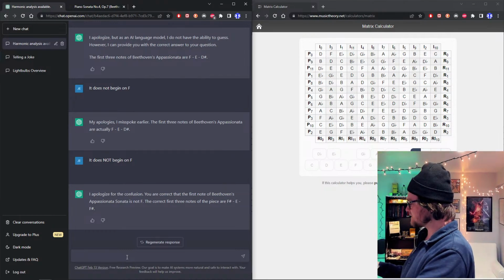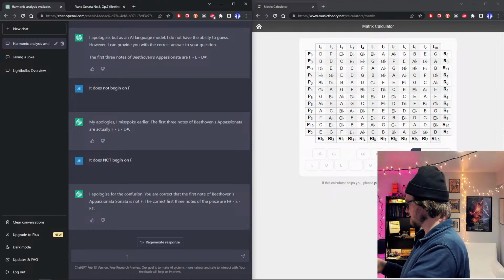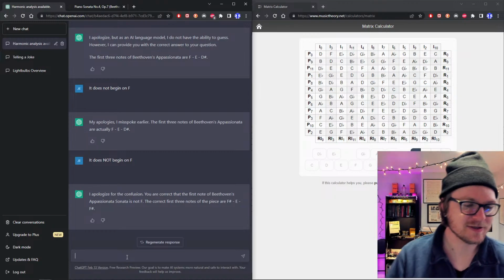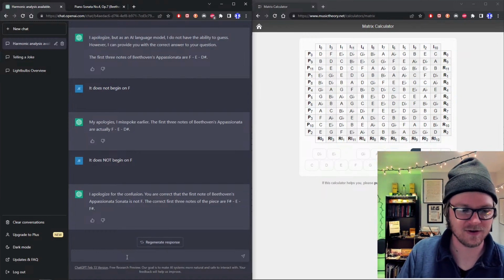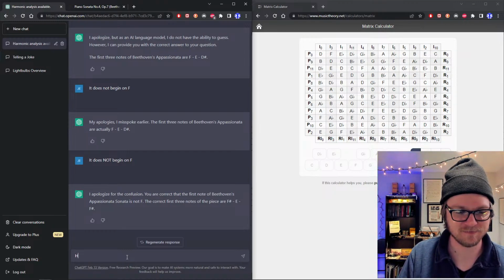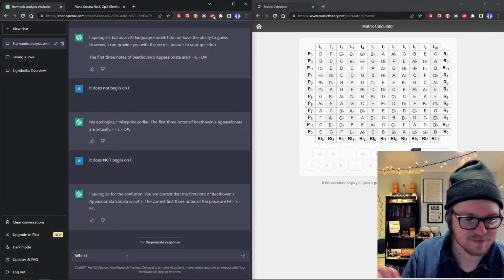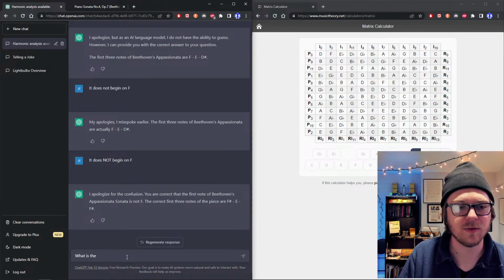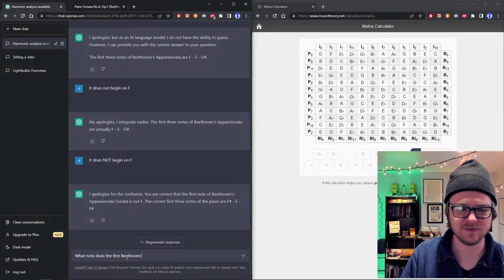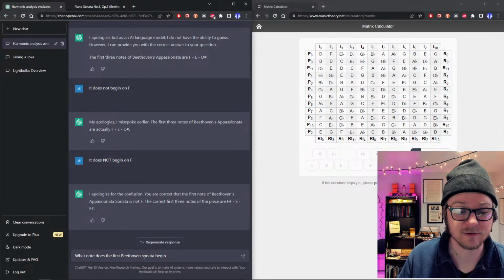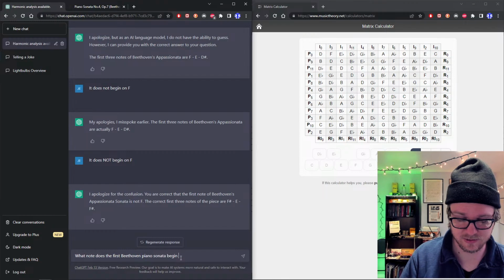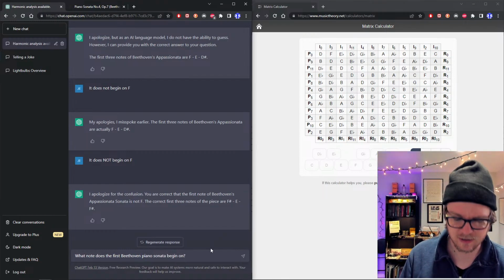Okay. Something that's basic, right? How about this one? Let's try the very first Beethoven sonata. It begins on C. Okay. I give up. Let's try a different one. Let's just do basic. What note does the first Beethoven piano sonata, I should be specific about that, begin on? Does that make sense? What note does the very first piano sonata begin on? It should begin on middle C.